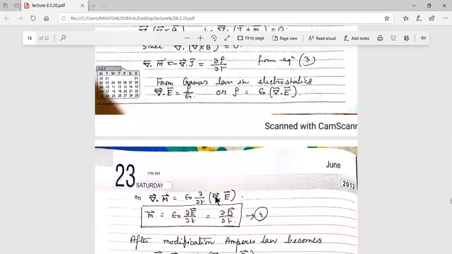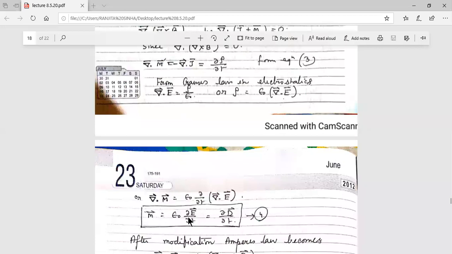Compare both sides. If you put this divergence in front of this equation, you can write divergence of epsilon 0 into del E by del T. So here is divergence of M, and in the right hand side divergence of epsilon 0 into del E by del T. Compare both sides, leaving the divergence, so M equals epsilon 0 del E by del T.